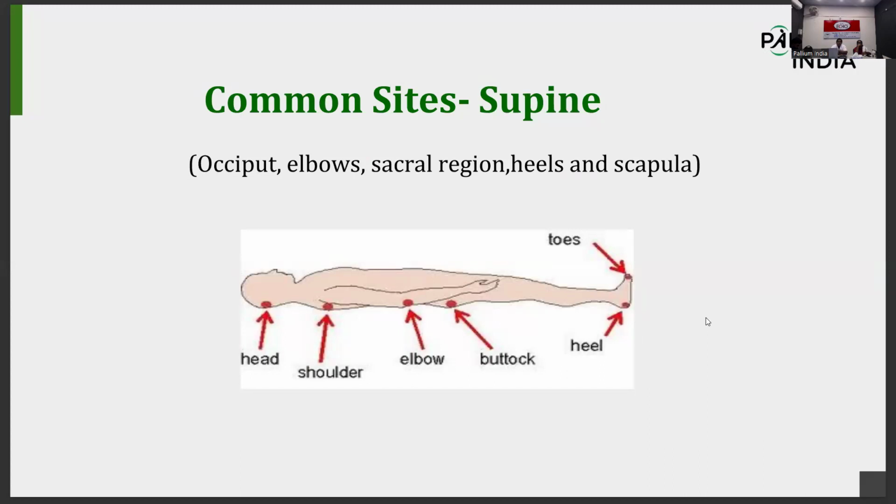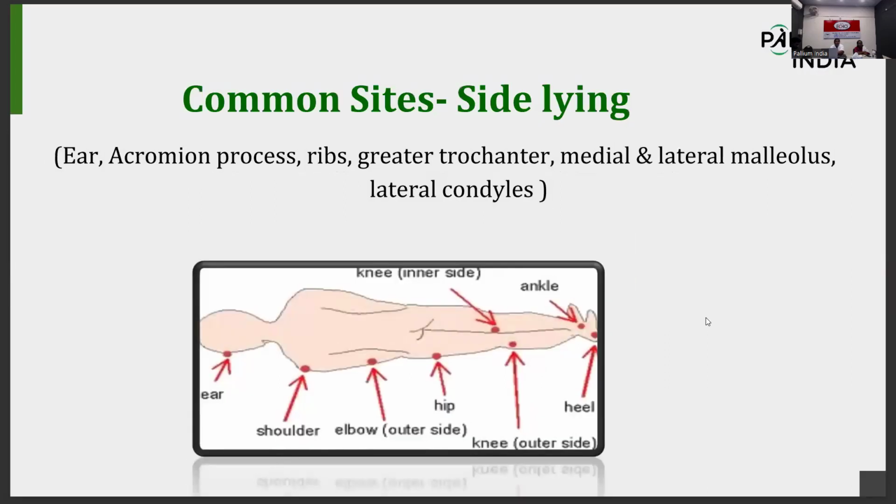In supine position, the body parts will be pressed on the hard surface. That is, in supine position, the scalp will be in contact with the surface. Next is shoulder, then elbow, buttocks, heel, and toes. In supine position, the toes will be pressed on the foot end of the bed. That will cause pressure injury to the toes.